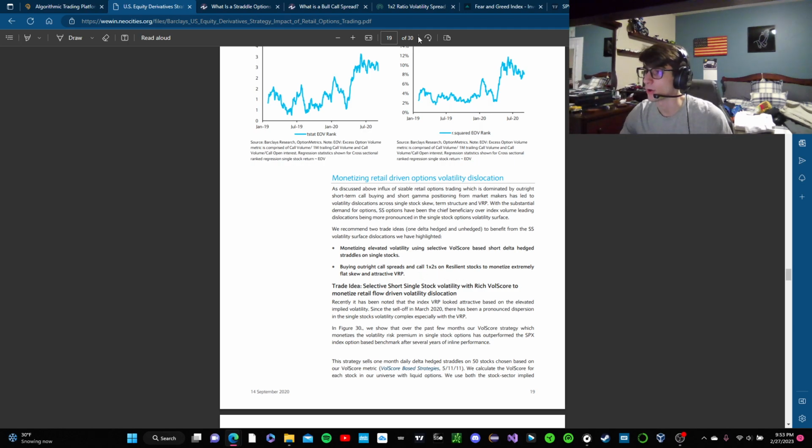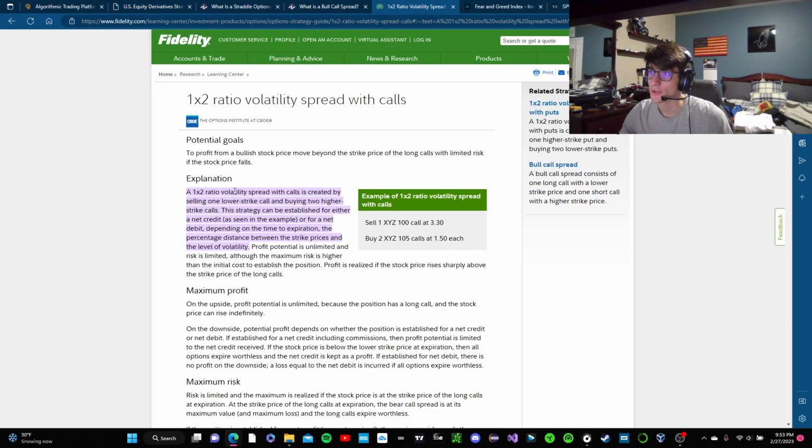And I just realized I didn't explain what call 1x2s are, so we're going to come to fill early. A 1x2 ratio volatility spread with calls is created by selling 1 lower strike call and buying 2 higher strike calls. This strategy can be established for either a net credit, as seen in the example, or a net debit, depending on the time to expiration, the percentage distance between the strike prices, and the level of volatility. So we sell 1 call, the 100 call, at 330, nice big credit right there, and then we buy 2 calls at a higher strike for $150. So we actually would end up with the credit in this example, and we would want these to increase in value, but at a sharper pace than the short call would decrease, if we're betting on upside with this.